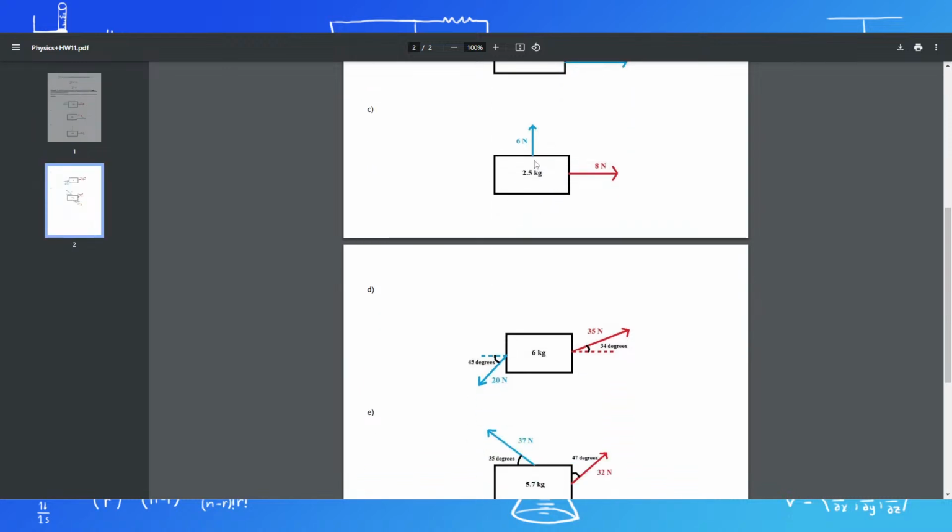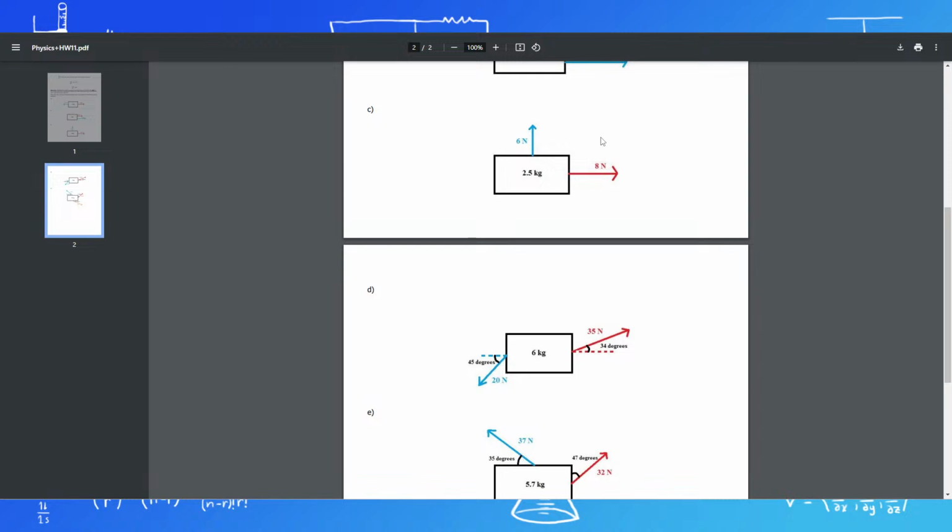Over here with C, we've got 6 up and 8 to the right. If we do Pythagorean theorem, 6 squared plus 8 squared is 36 plus 64 is 100. And if we take the square root, that would have to be 10 newtons up and to the right.